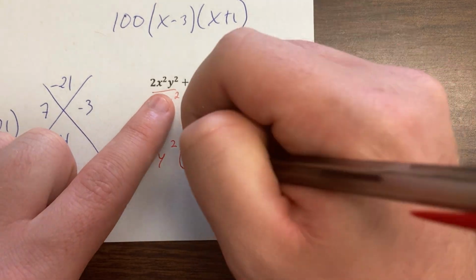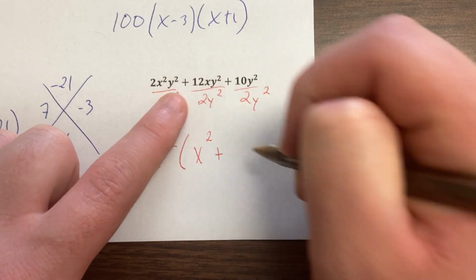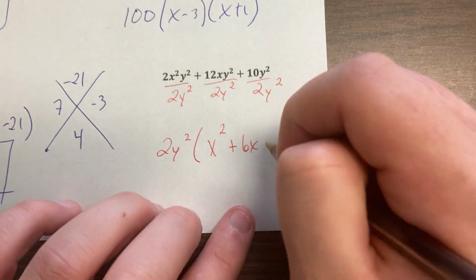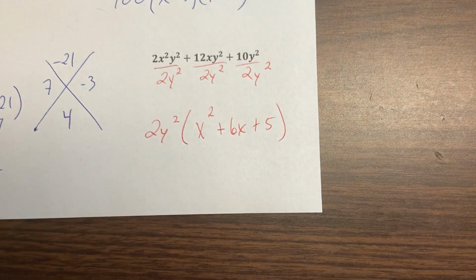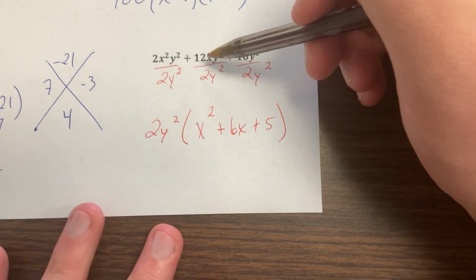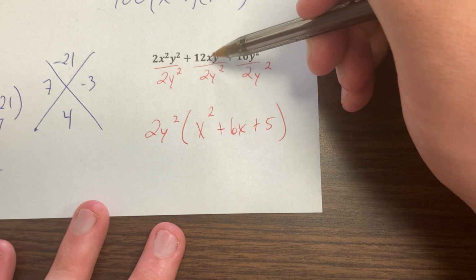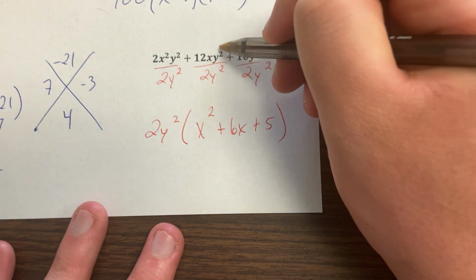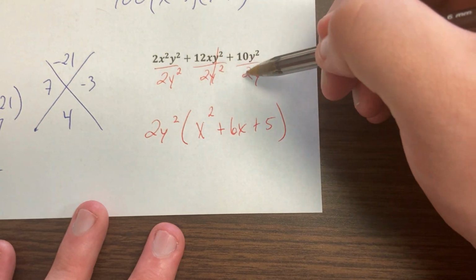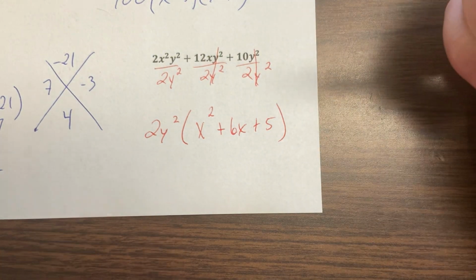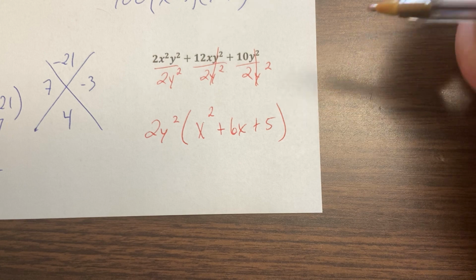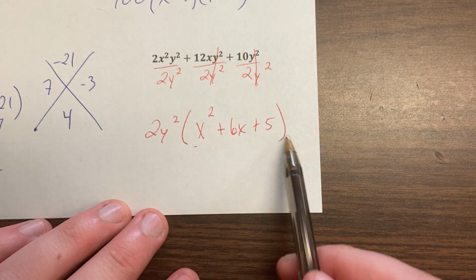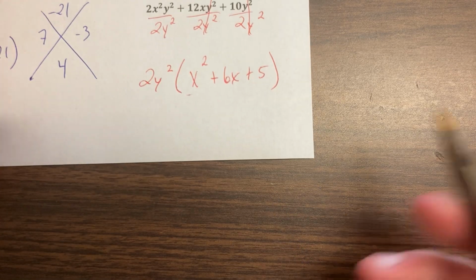And that's going to leave me with x squared plus 6x plus 5. Right? 12 divided by 2 is 6. X, there's nothing we can do there, so that's copying down. Y squared over y squared is going to go away. 10 divided by 2 is 5. Y squared over y squared is going to go away. Now, again, this 2y squared is along for the ride. Now I've got a quadratic hanging out in here that has an a value of 1.